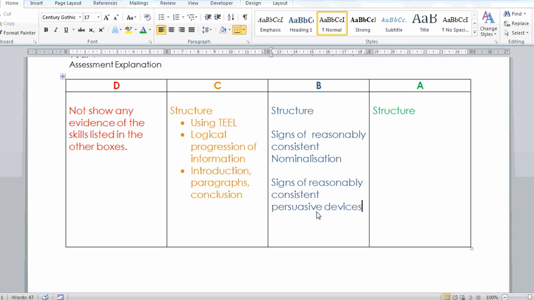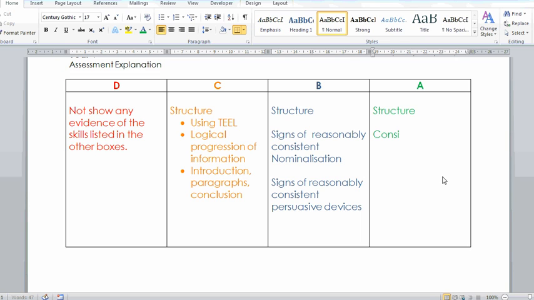Now what that might mean is you've got a really good persuasive device in your first paragraph. You might have a slightly half and half one in your second, and you might have two really good ones in your third. I would call that reasonably consistent, and I would call that signs. Once again, it doesn't mean that you're getting it perfect, but it does show that you are improving the quality of your argument.